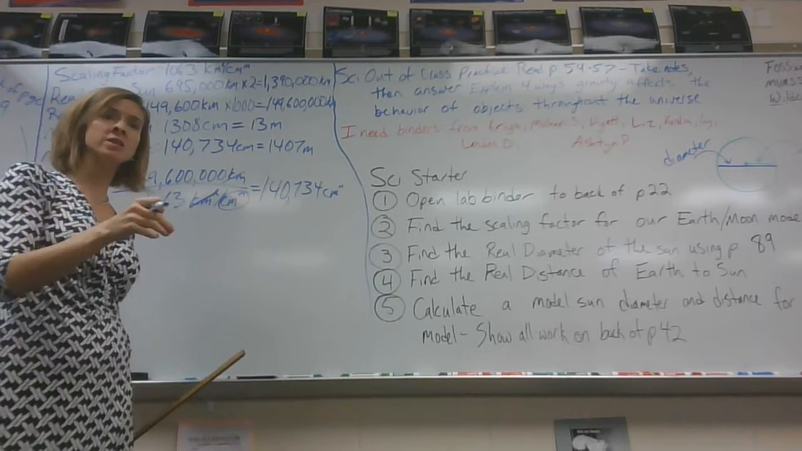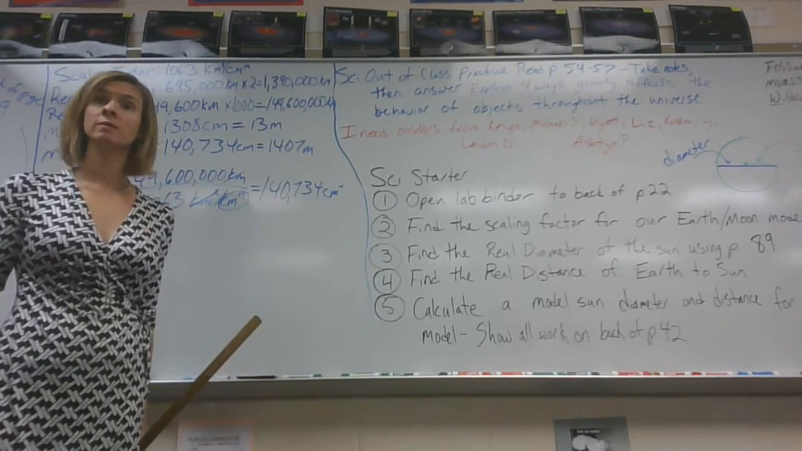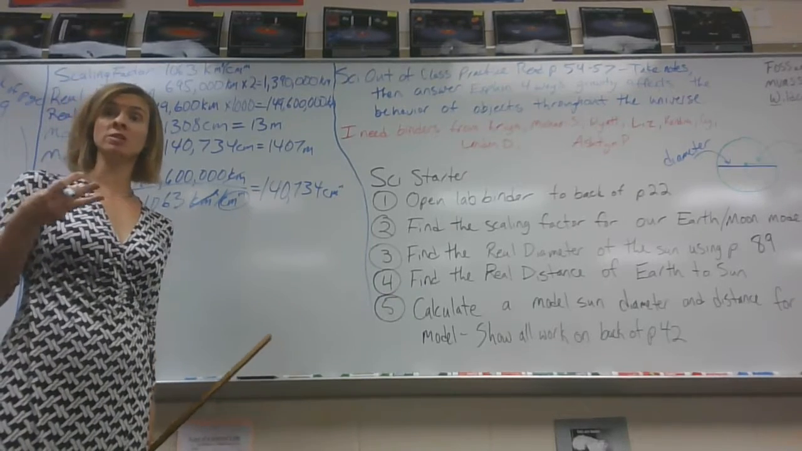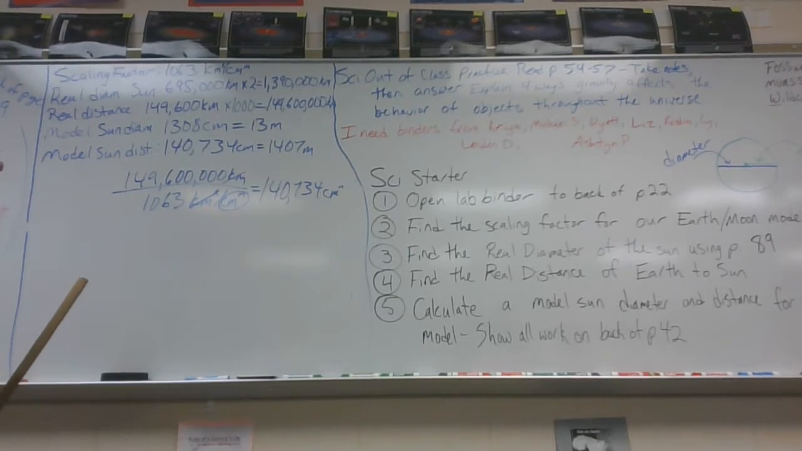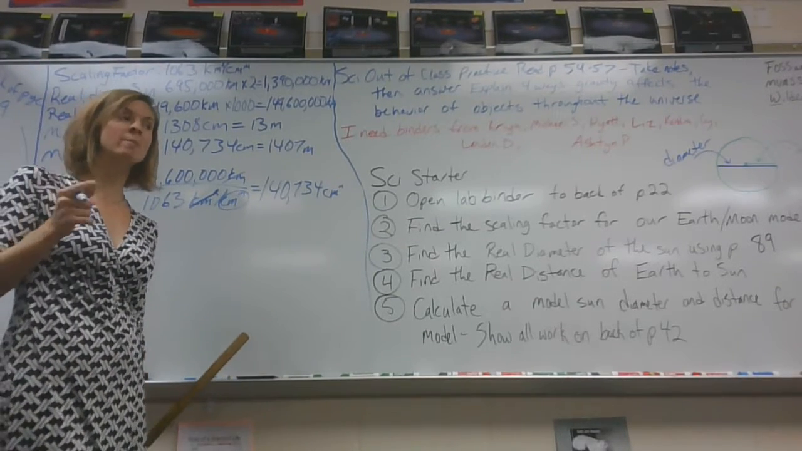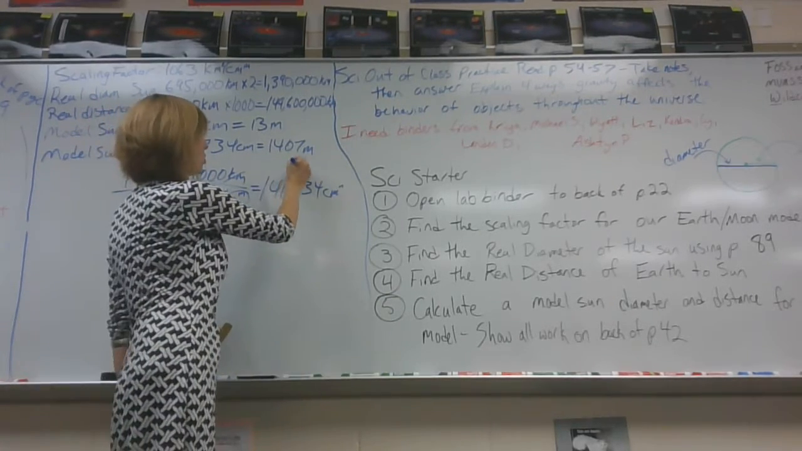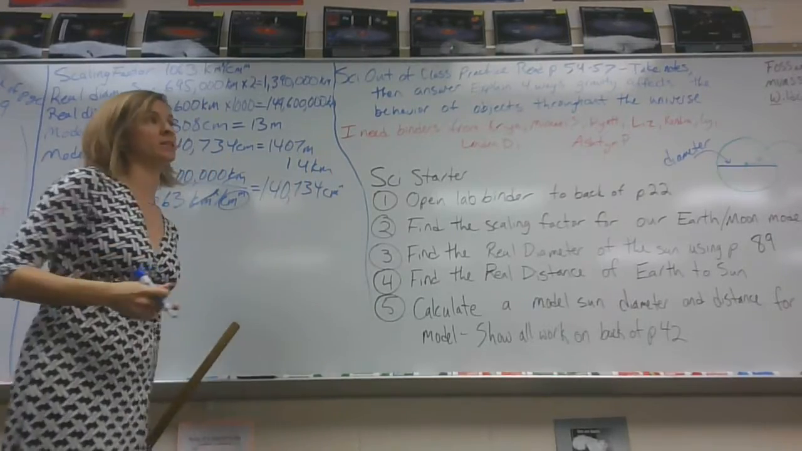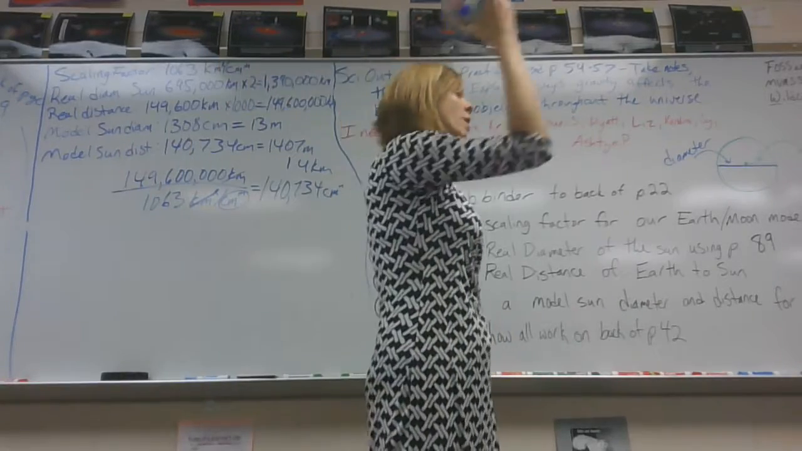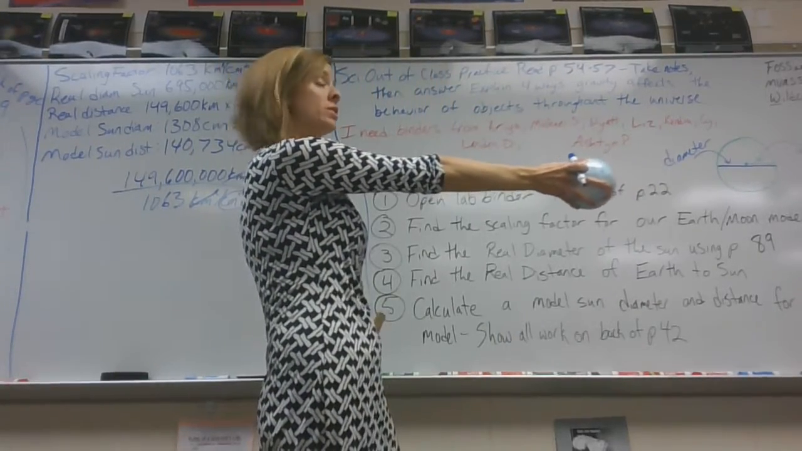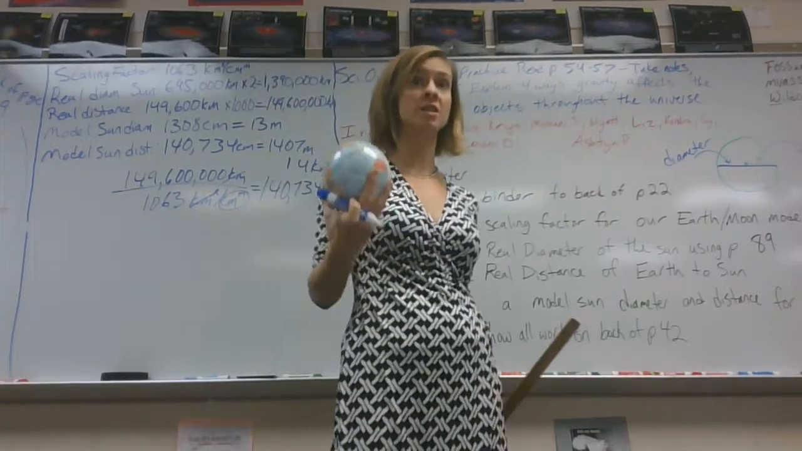And then I can tell you this. There are 1,000 meters in a kilometer. 1,000 has 3 zeros. This number is going to become smaller, so I'm going to move the decimal left by 3 decimal spaces. What does that become for kilometers? 1.4 kilometers. That means if the room is our sun, our Earth model has to be 1.4 kilometers away in order to represent the distance from the sun to the Earth. Does that make sense?